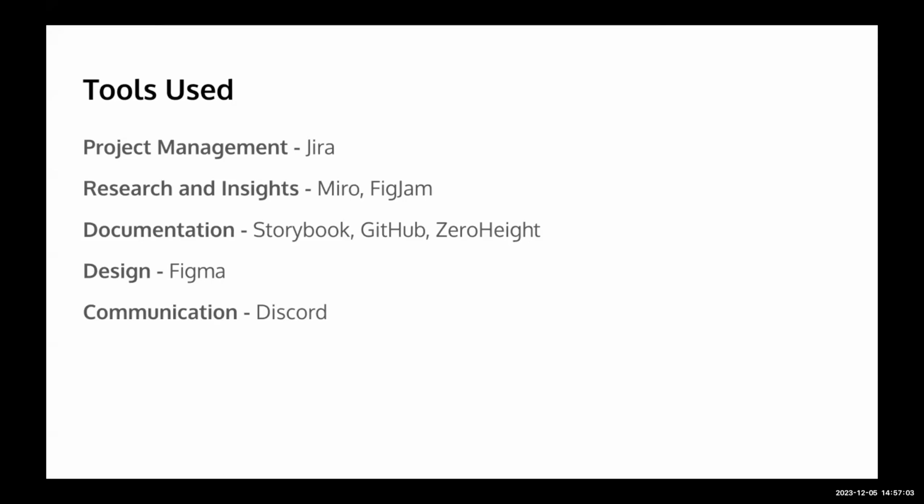And then for documentation, I chose to use Storybook, GitHub, and Zeroheight, for an application. Storybook and Zeroheight are pretty good for helping designers and engineers track progress and documentation for certain designs. And then for design, I'm using Figma, as industry-wise, it's pretty standard to use Figma for design.